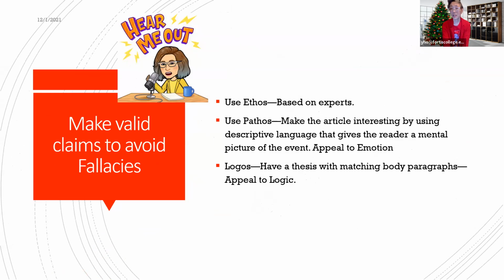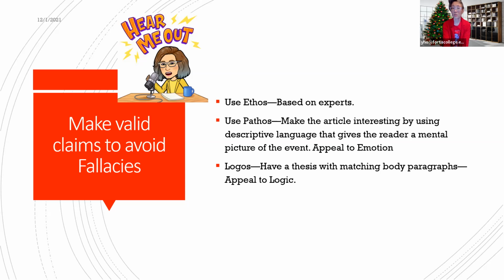Now, make valid claims to avoid fallacies. So in order to avoid fallacies, you have to make sure that your persuasive post has ethos. That means that all of the sources that you used were written by experts. Use pathos. You make the article interesting by using descriptive language that gives the reader a mental picture of the event. In other words, an appeal to emotion.